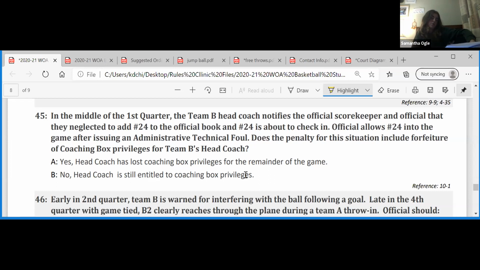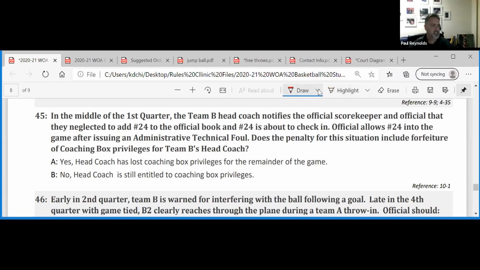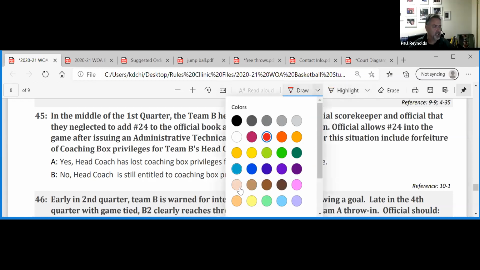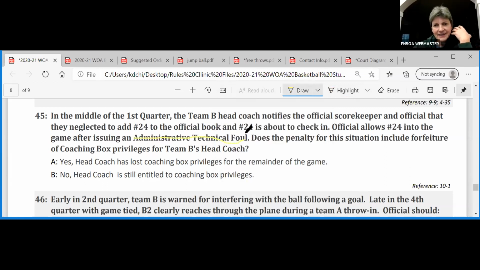I said no. Just because I looked it up in the rule book and that's what it said. Why is the reasoning for that? Because of the reference. Don't they need more than one instance to lose coaching box privileges? No, it doesn't. But I think because it's just that technical from adding up. Is it because it's an administrative technical foul, not a direct one? You got it. Perfect. Ding, ding, ding. Administrative technical foul right here.